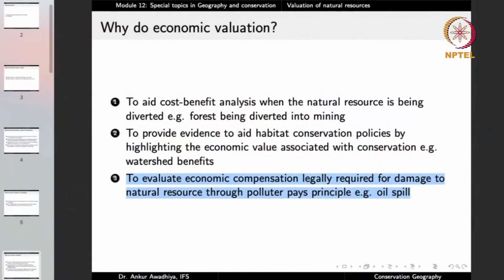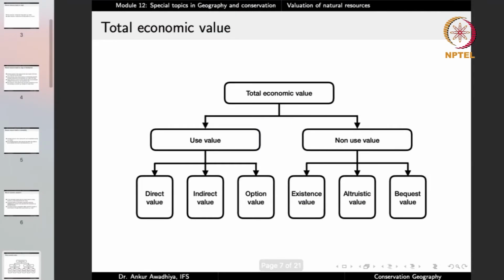To know that, we need to do an economic valuation of the natural resource, because only when we know the value of the natural resource will we be able to say, okay, this is the amount of natural resource that was destroyed because of your oil spill, because you did not take precautions. And for taking that money, you need to do a valuation of the natural resources. And so the economic valuation of natural resources has become a very important topic these days.